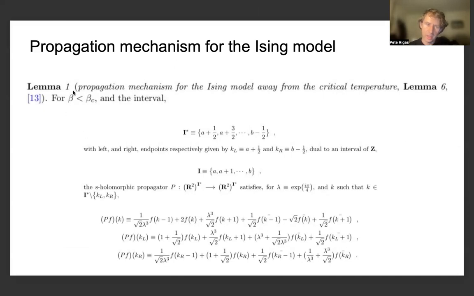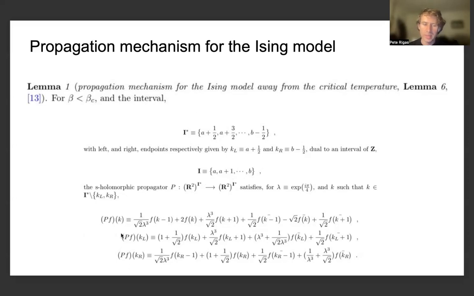in which they introduce the propagation mechanism, which says that for some inverse temperature below the critical temperature for the Ising model, if we have an interval, which is a dual interval of a plus a half, a plus 3/2, all up to b minus a half, which is a dual interval I star to I, which is given by a, a plus 1, all the way up to b, the S-holomorphic propagator is defined from the real numbers on the dual interval into itself in terms of the following relation.